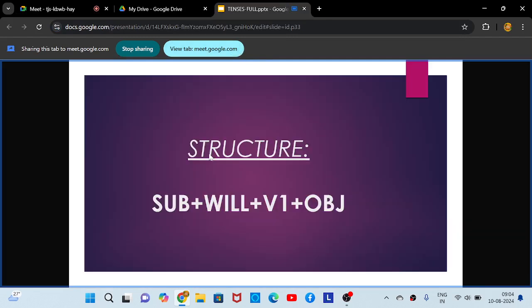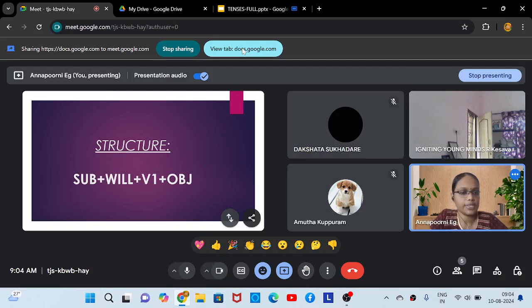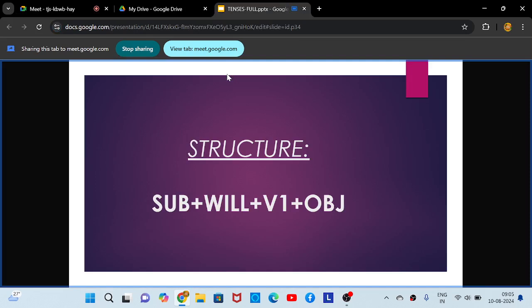And basically, we use this structure for simple future tense. That is subject plus will plus V1 plus object. So subject plus will plus V1 plus object is the basic format that we use for simple future tense. So remember that we always use the word will plus V1. Okay, this is future tense, still you are using V1 because along with will we should always use the first form of the verb.